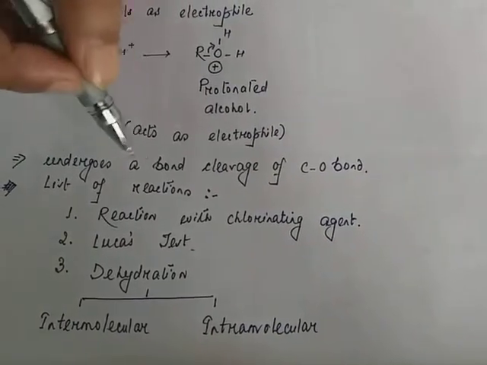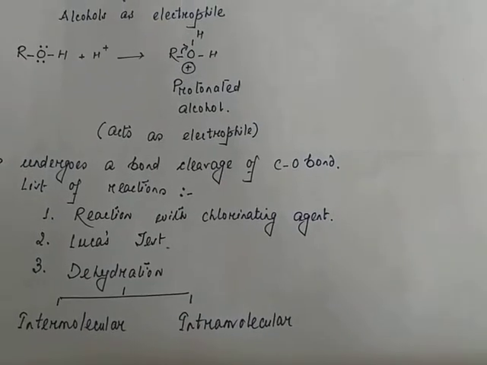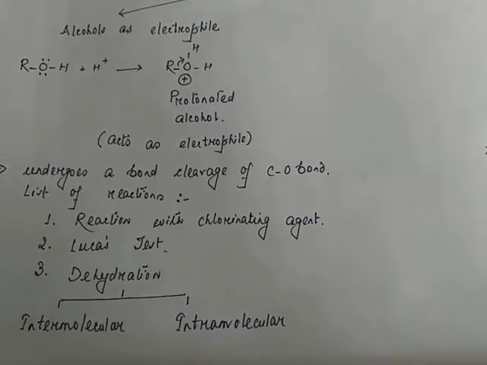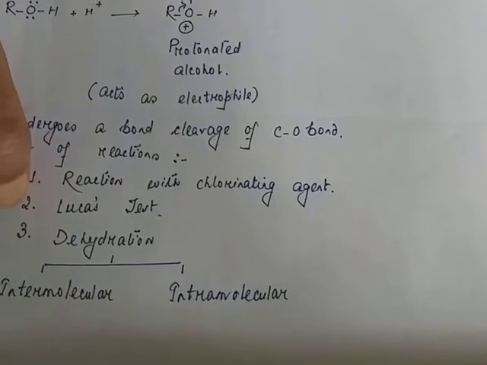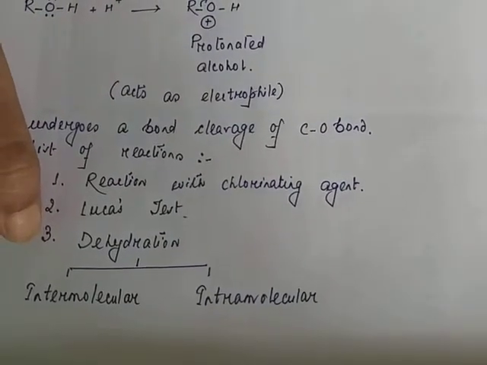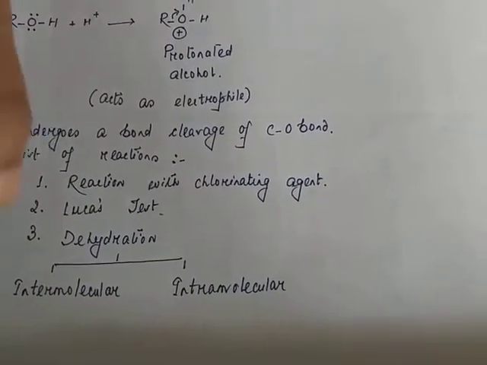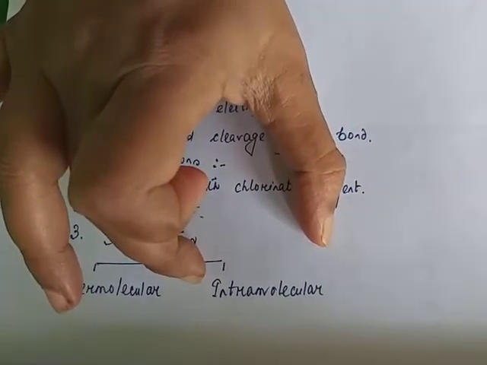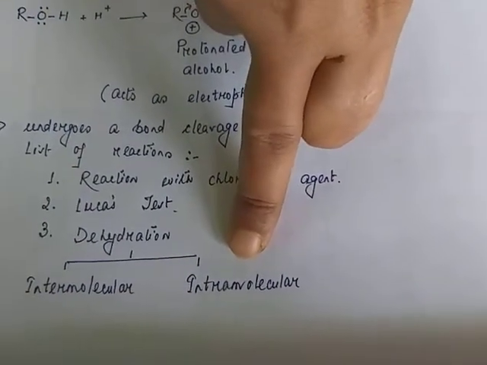We have a certain list of reactions: reaction with any chlorinating agent, for example PCl5 or PCl3, or red phosphorus and bromine, red phosphorus and iodine, or thionyl chloride SOCl2, the best chlorinating agent. Then the Lucas test, in which we have HX and anhydrous zinc chloride, which is also used to detect the presence of alcohol, and dehydration, whether intermolecular or intramolecular. Intermolecular dehydration leads to the formation of ether, while intramolecular gives the alkene, and this dehydration is actually beta elimination guided by Saytzeff's rule.